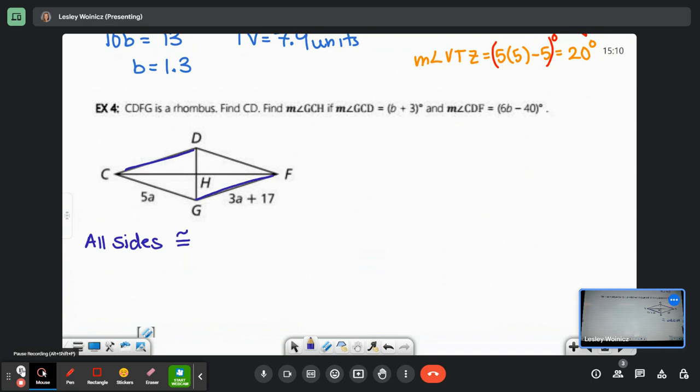So how can I use that? 3a plus 17 equals 5a. Yes, these two have to be equal in measure. So 5a equals 3a plus 17. 2a equals 17, so a is 8.5. Good job. Okay, how can we use that?